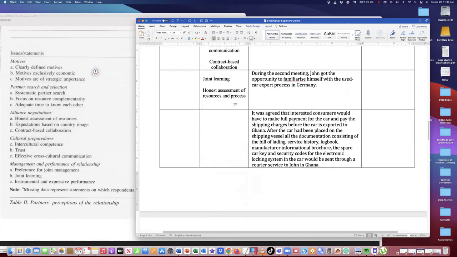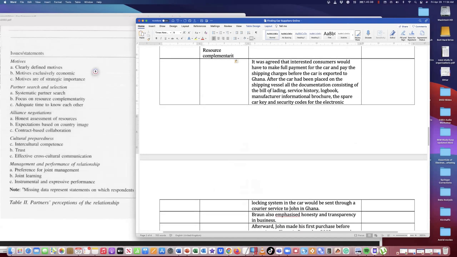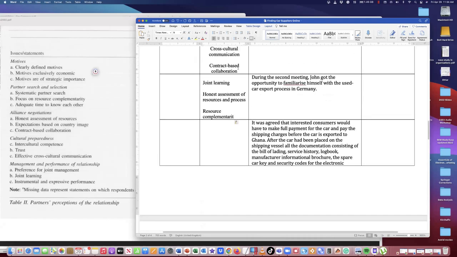Okay, so this is it. But this one is what is interesting. This one is all about the terms, establishing the terms for the partnership. Is it a contract-based collaboration? Partnership terms or what? It may not be there, but it's something important.